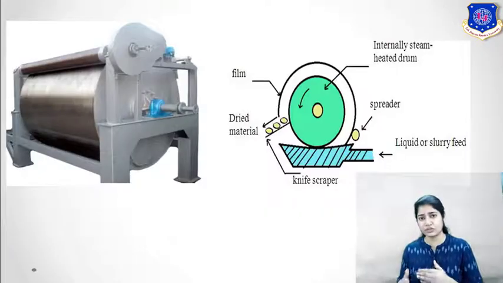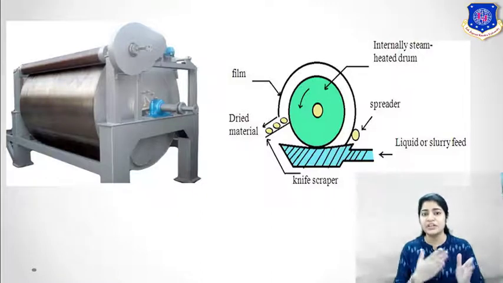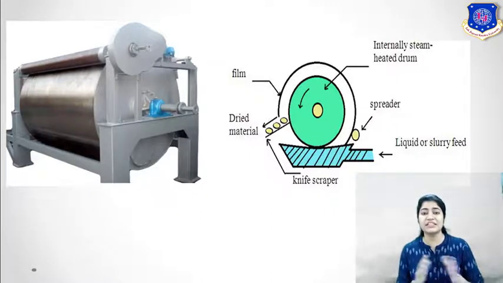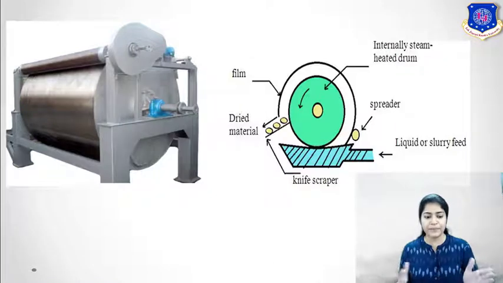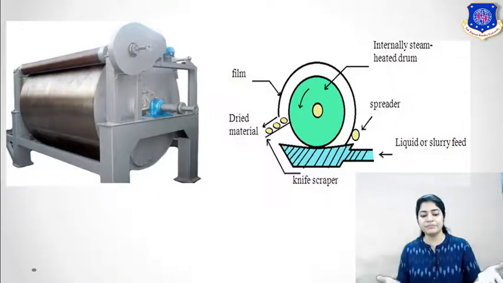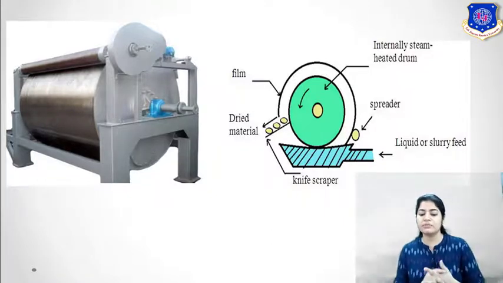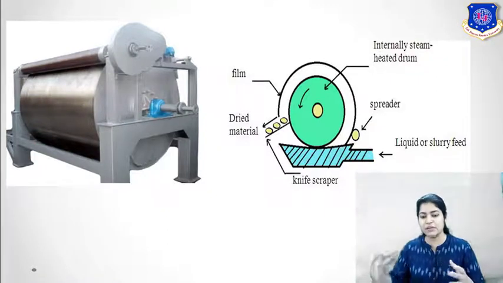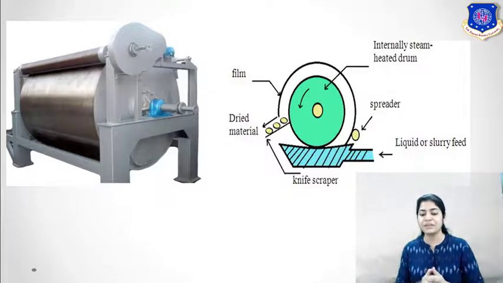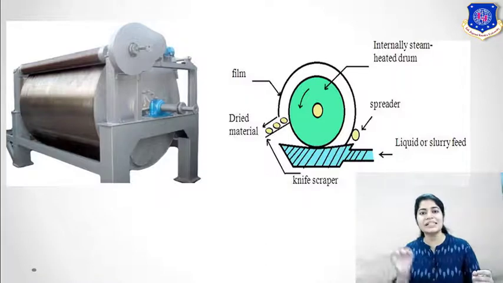Now let's look at its schematic figure. In the left-hand image you can see the real kind of drum dryer which is used. It is a cylindrical drum, and in the bottom you keep the wet slurry which is to be dried off. In the schematic figure, the drum dryer is placed over the liquid slurry such that it immerses into the wet slurry. The heating media is passed inside the shell, so it is internally heated.